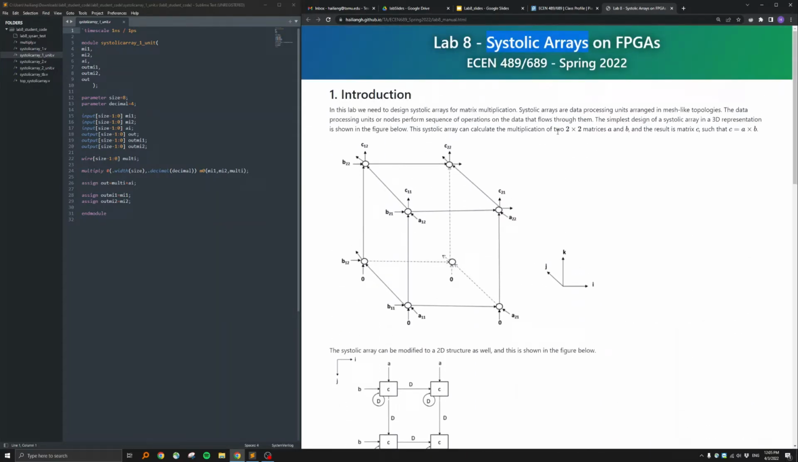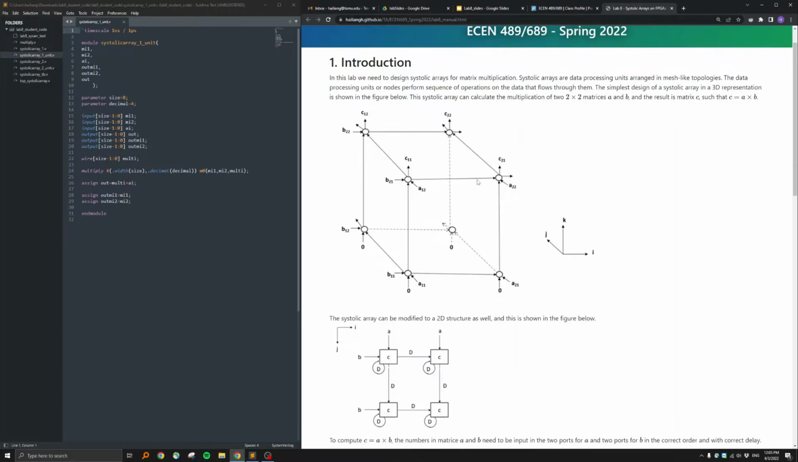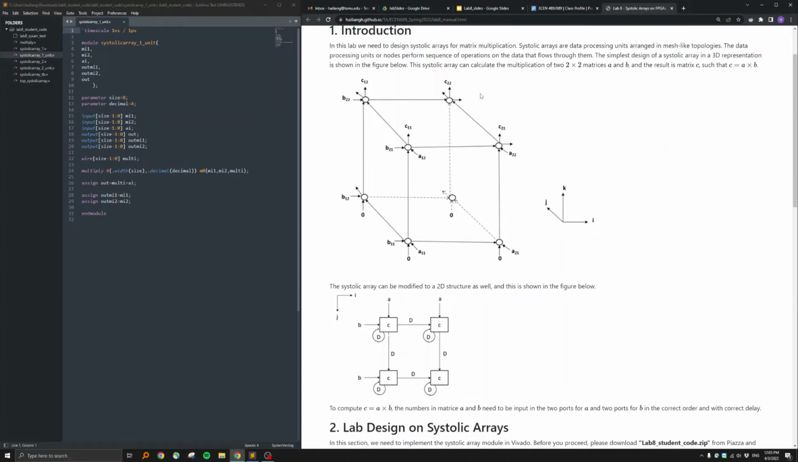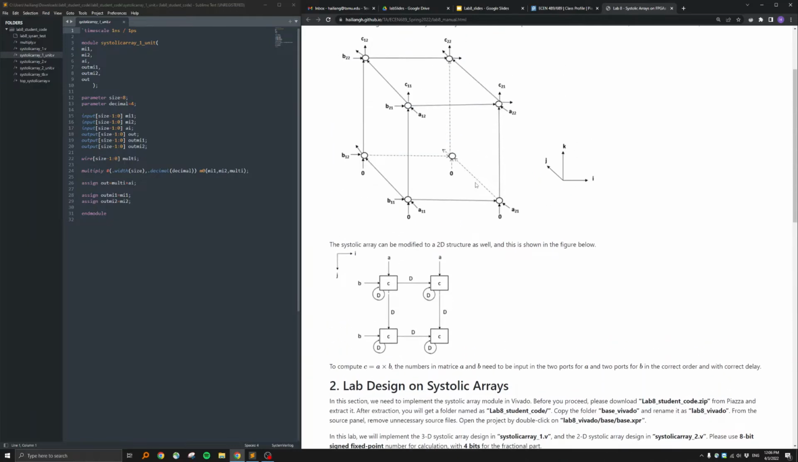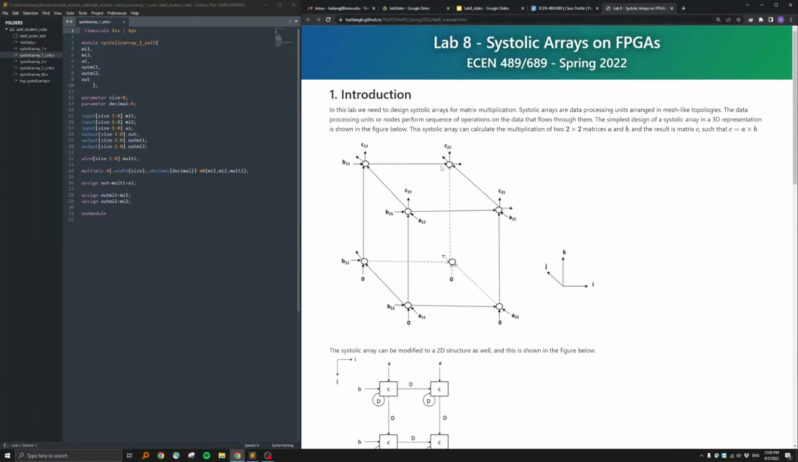Okay, so in this lab, we're gonna do two different designs of the systolic array. The first one is a 3D combination only design here, and the second one is a 2D design here. For the pre-lab, you are required to do the simulation of the first design, and in your lab session, you are required to do the second design on the simulation and also on the board. Okay, let's get started with the first one.